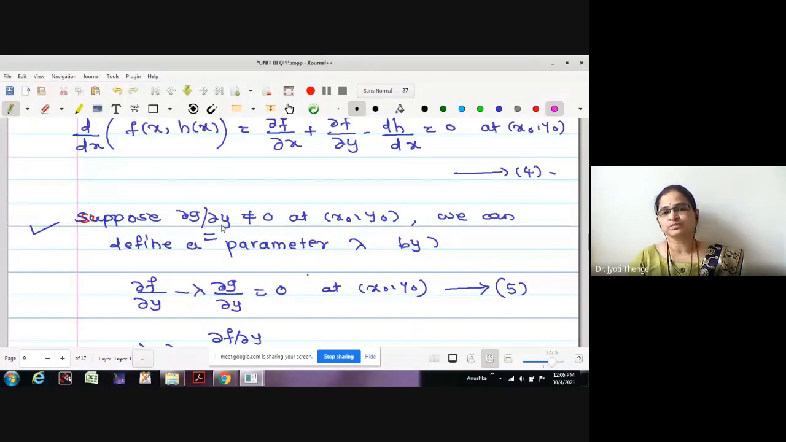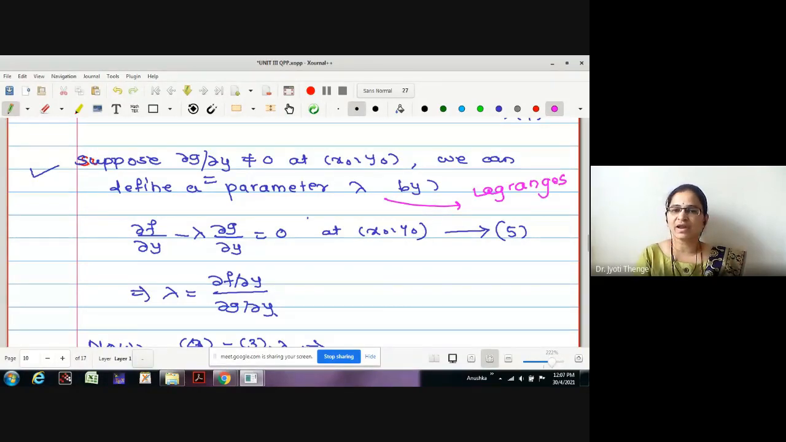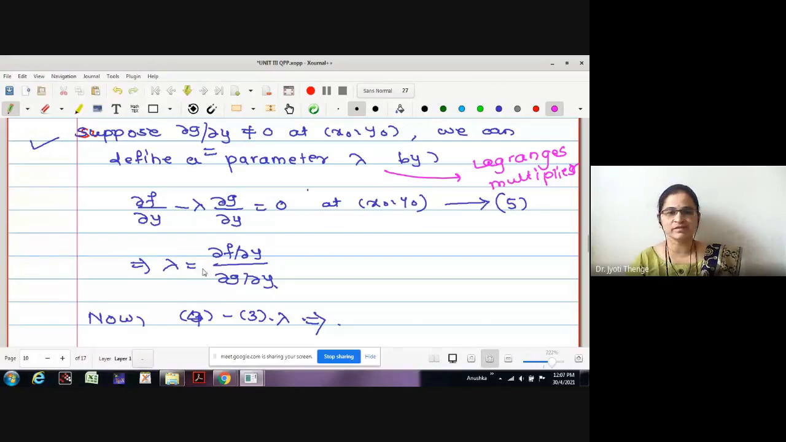Now, as we have assumed that one of the partial derivatives is non-zero, let me start with the assumption that dou g by dou y is not equal to 0 at the point x naught, y naught. Then we define a parameter lambda, which is called the Lagrange's multiplier. The value of this Lagrange's multiplier lambda is obtained from dou f by dou y minus lambda times dou g by dou y equals 0, which in turn gives us the value of lambda as dou f by dou y upon dou g by dou y.